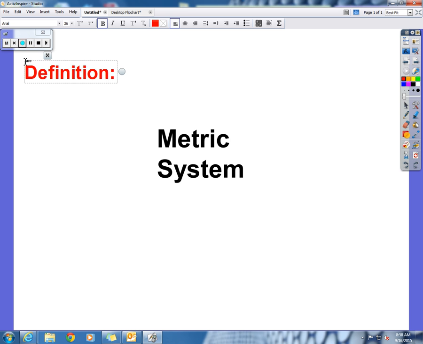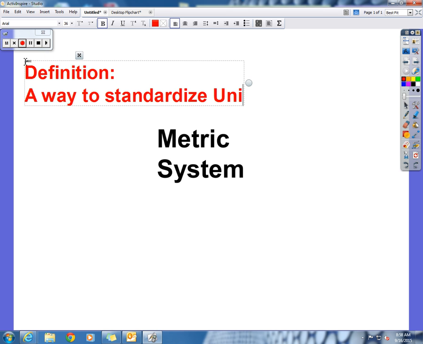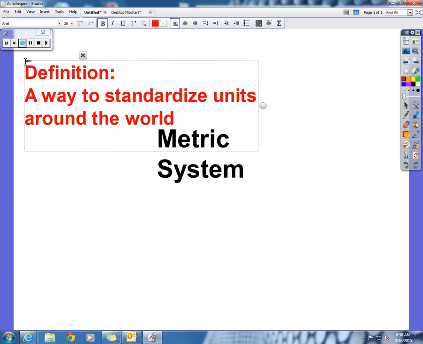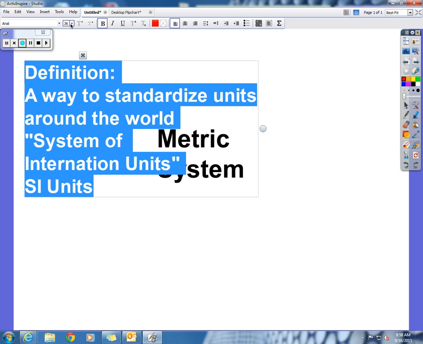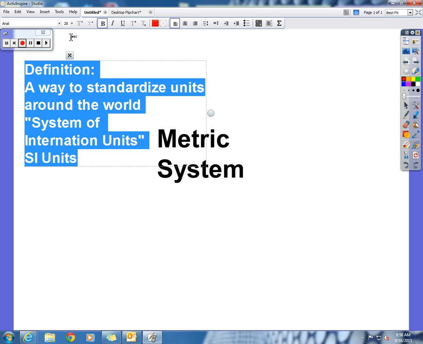So the metric system is a way to standardize units around the world. And we call it sometimes the system of international units. We got really fancy with that, or SI units. Okay.